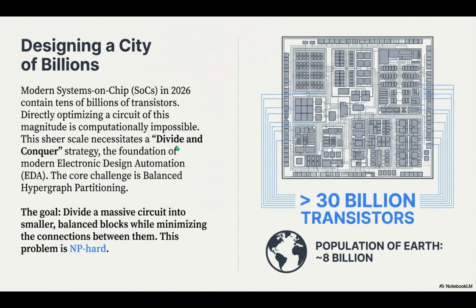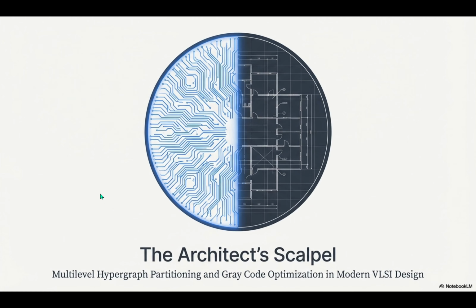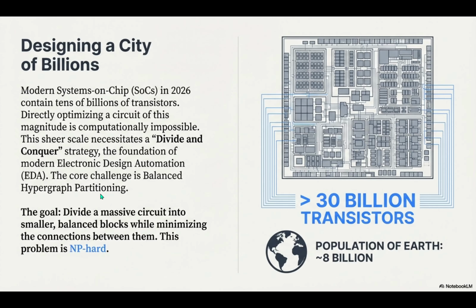Okay, so this is where we get to the core problem they're trying to solve. It's called, and this is a mouthful, balanced hypergraph partitioning. It sounds really intimidating, but the goal is actually pretty intuitive. You're just trying to break this enormous circuit into smaller, more manageable pieces, divided into, say, 4 or 8 blocks.